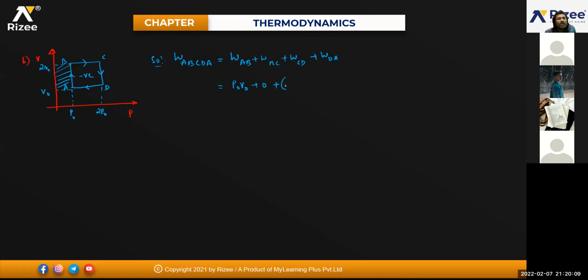From C to D, volume is decreasing, you see. If you're coming from C to D, volume is decreasing. So it is minus of 2P naught into V naught, plus work done from D to A, again volume constant, 0. So we are getting P naught V naught minus 2 P naught into V naught. So answer will be obviously negative, minus of P naught into V naught. Is that clear for everyone? Is it clear?